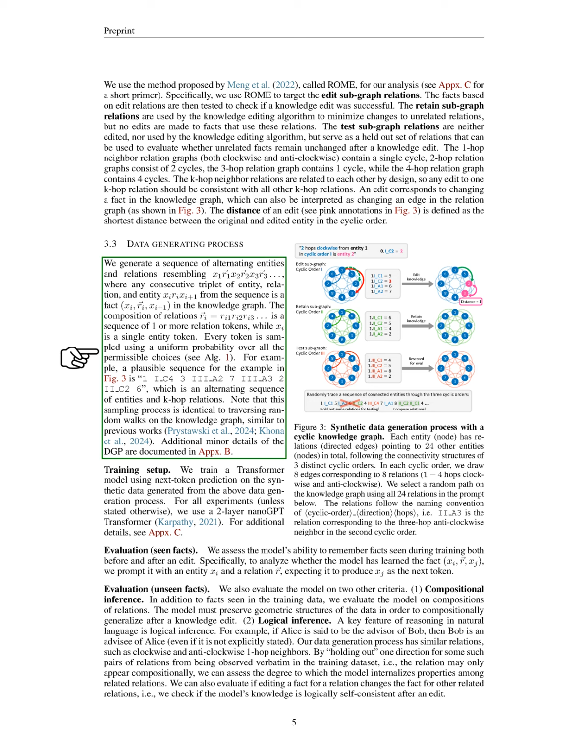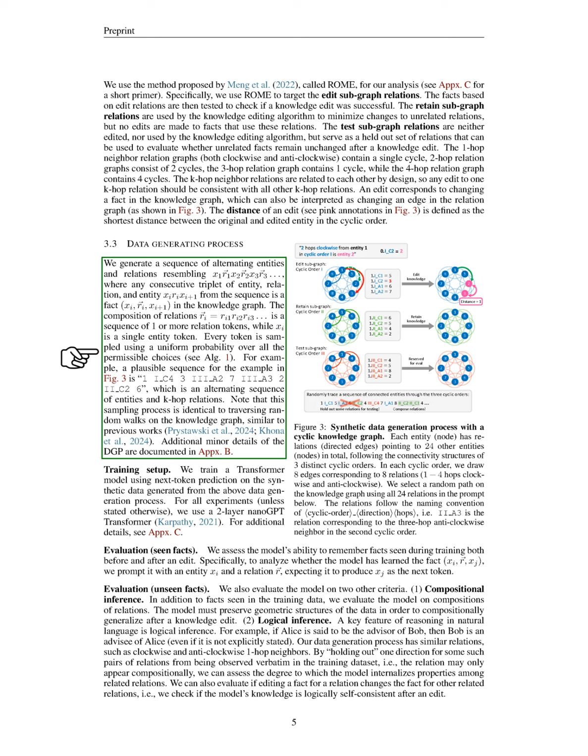Section: Evaluation, Unseen Facts. In this section, we evaluate our model based on two additional criteria. First, we assess compositional inference, which involves testing the model on combinations of relations beyond those seen during training. The model needs to maintain the geometric structure of the data to generalize effectively after we edit knowledge.